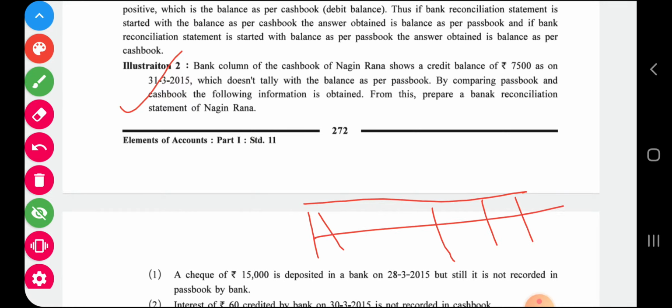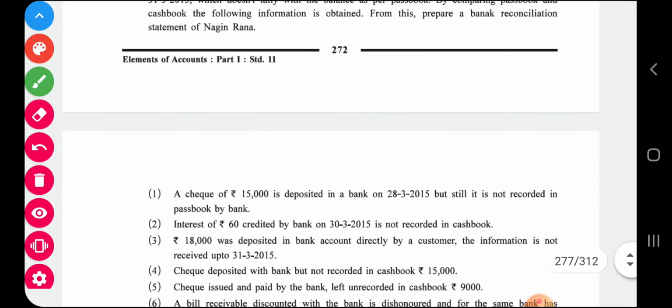So first of all, this 7500, which is a credit balance, you will write in the credit column of amount. You can see the solution also. That is, bank column of cash book credit balance. That means overdraft. So you will write bank overdraft as per cash book 7500. This is how you will begin the sum.